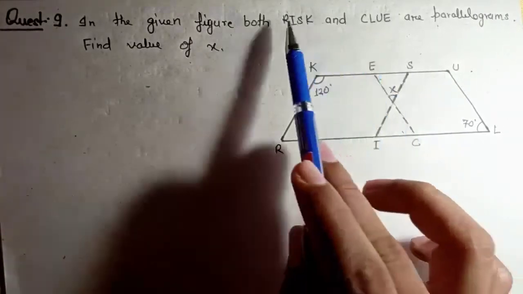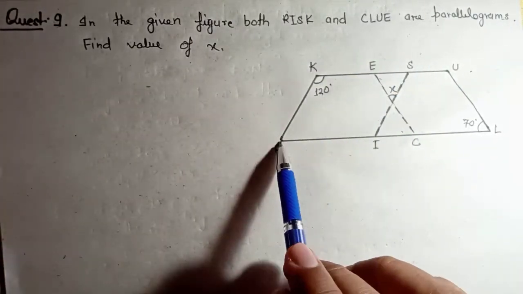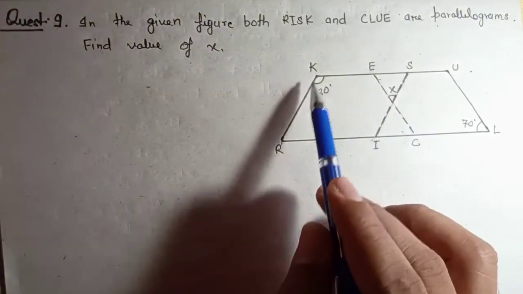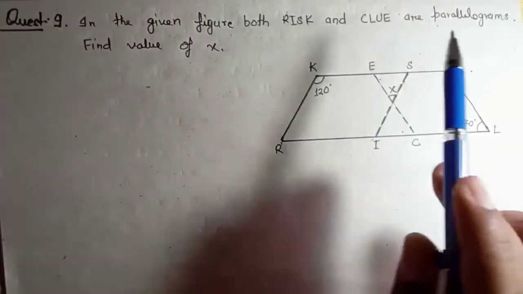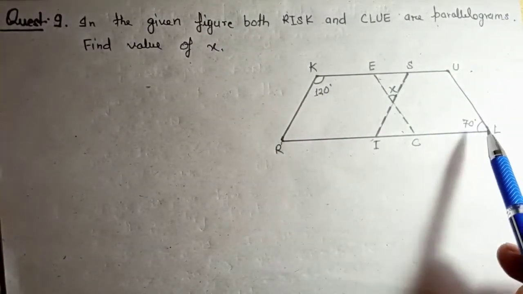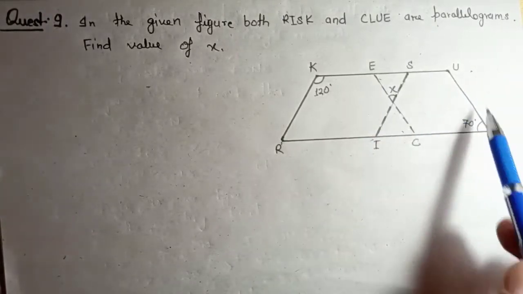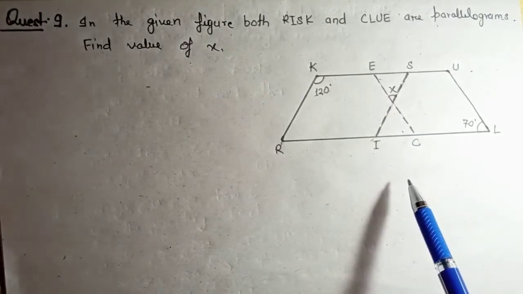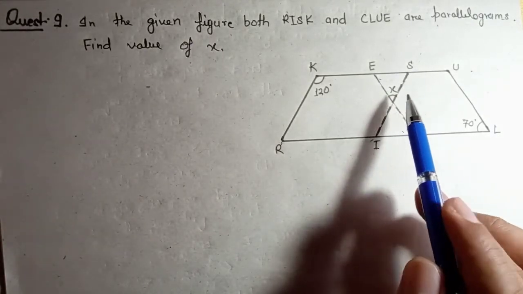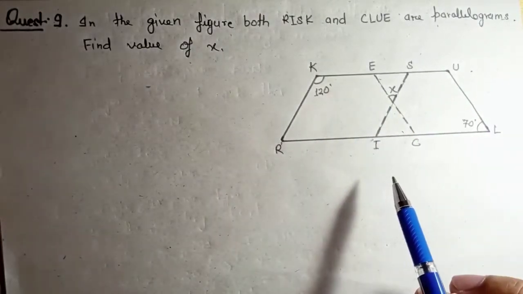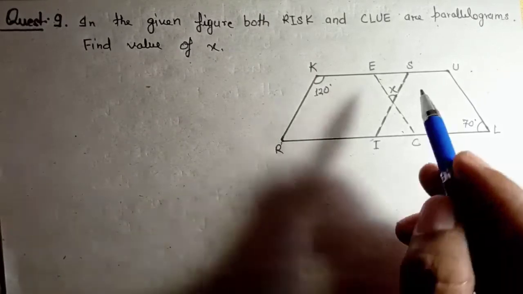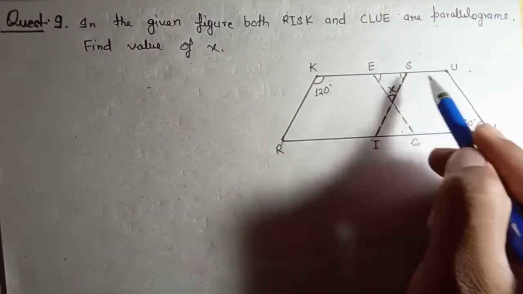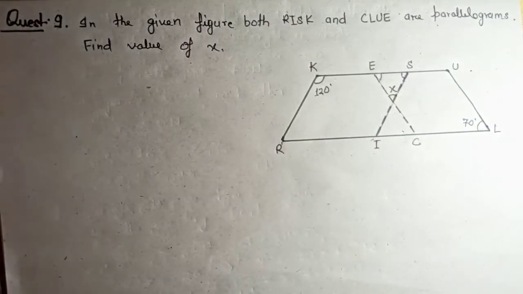Here RISK, you can see, this is the first parallelogram, and CLUE is the second parallelogram, and we have to find the value of this x. So we will get the value of this x by the relation of these parallelograms. If I get these two values, we can easily calculate the value of x from triangle sum property.